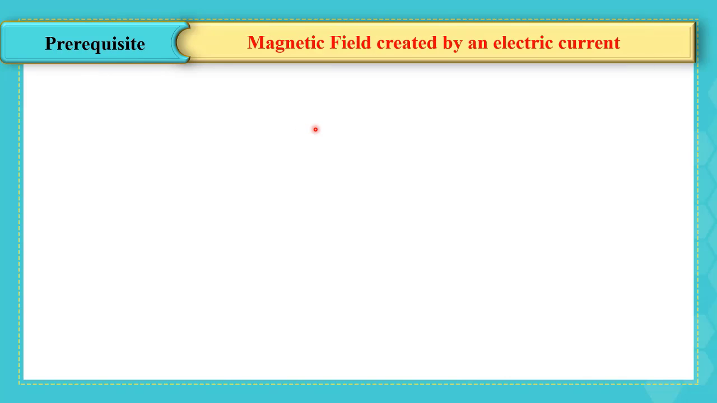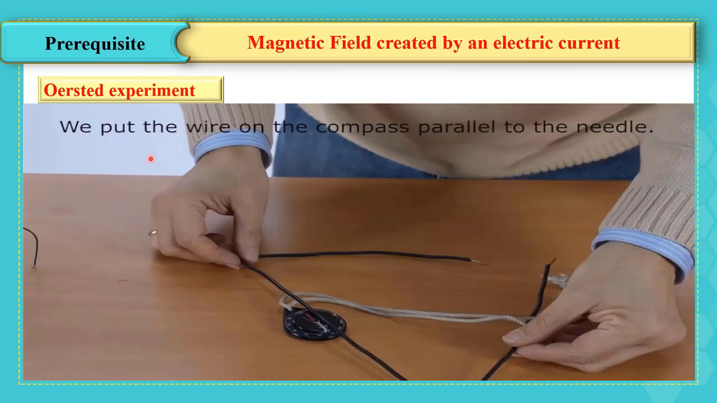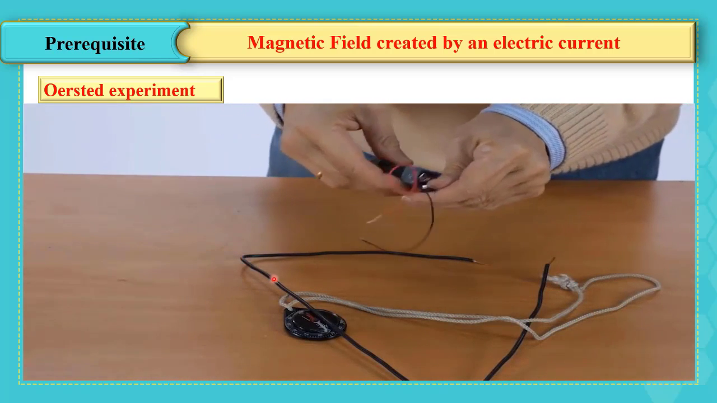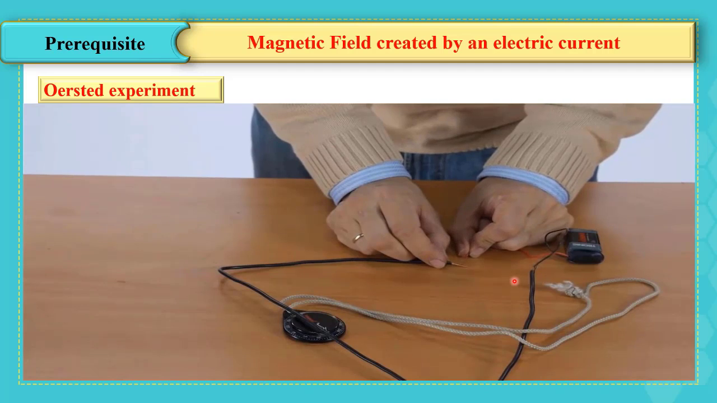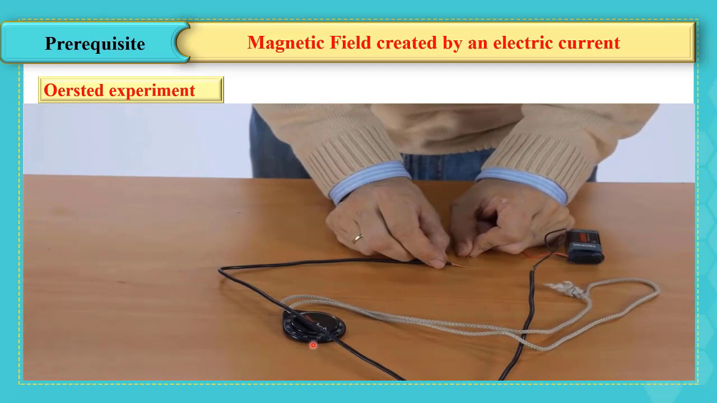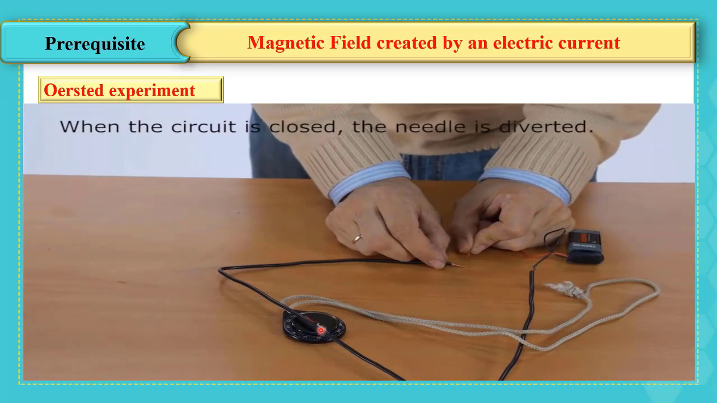In order to show that the magnetic field can be created by an electric current, let's take a look at Ørsted's experiment. An electric wire is placed above the compass parallel to it. We connect the wire to the battery. When the circuit is closed, we observe that the needle deviates to a certain direction.